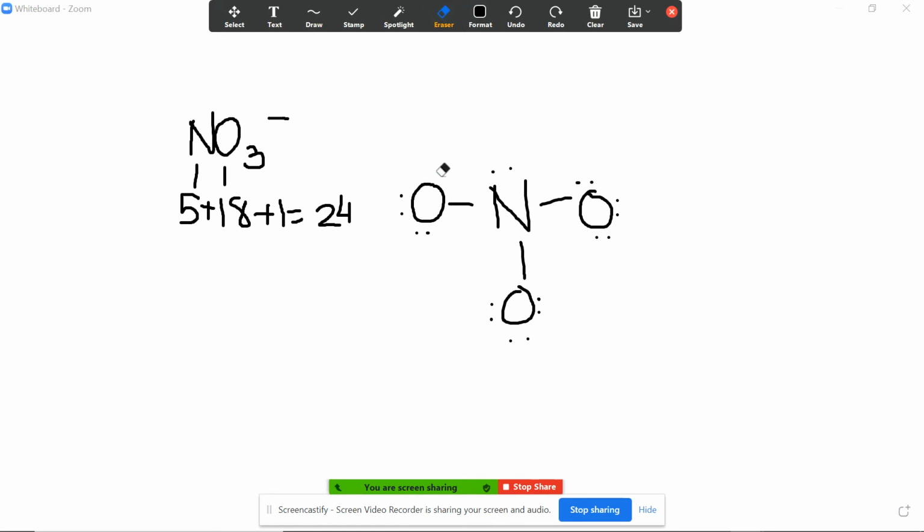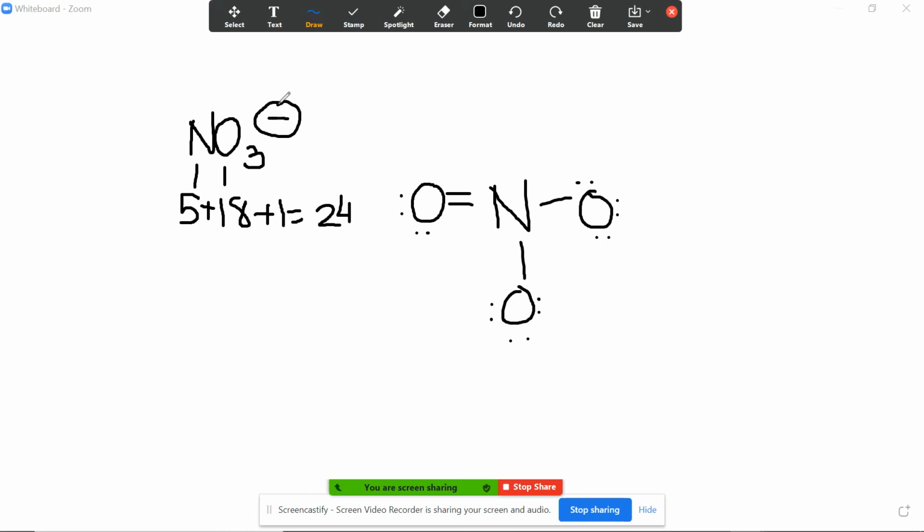So we're going to erase 1 lone pair from one of our oxygens. We're going to erase a lone pair, not from our central atom nitrogen, and we're going to double bond it. So this looks exactly like our carbonate atom. It is exactly like our carbonate atom, but you might be wondering why this has a -1 charge and the carbonate atom had a -2 charge.